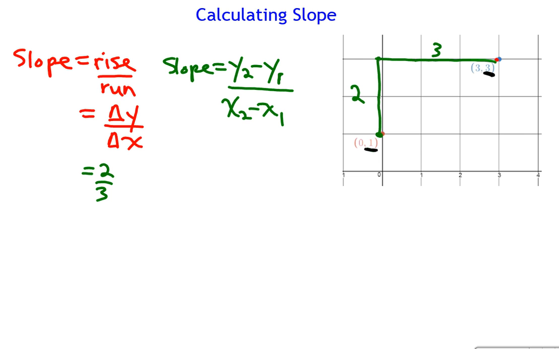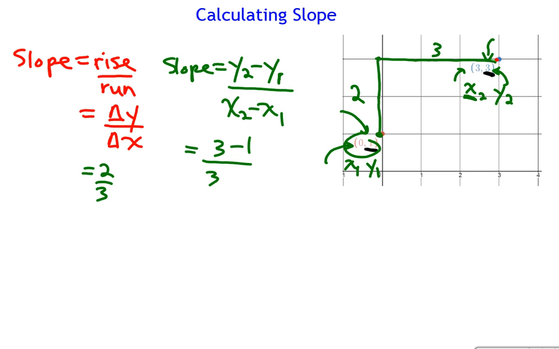So if I choose this point (0, 1) to be point number 1, then my x1 is here and my y1 is here, which makes x2 here and y2 over here. So these all kind of match up. Let's go ahead and substitute into the equation. y2 was this value right here, which is a 3. y1 is over here. It was a 1. x2 we've labeled here as a 3. And x1 is right here. It's a 0.